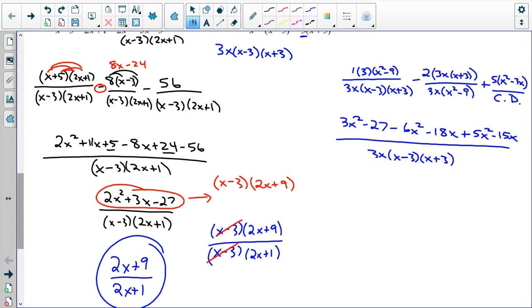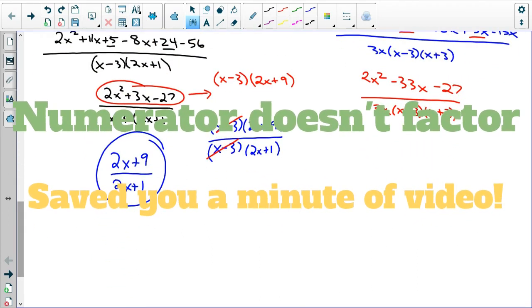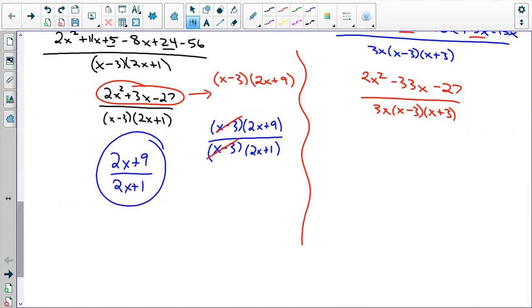So now I'm just going to combine like terms. So I have 2x squared minus 33x minus 27 all over 3x, x minus 3, x plus 3. And once again, I do have to care whether the numerator factors into something with an x minus 3 or an x plus 3.